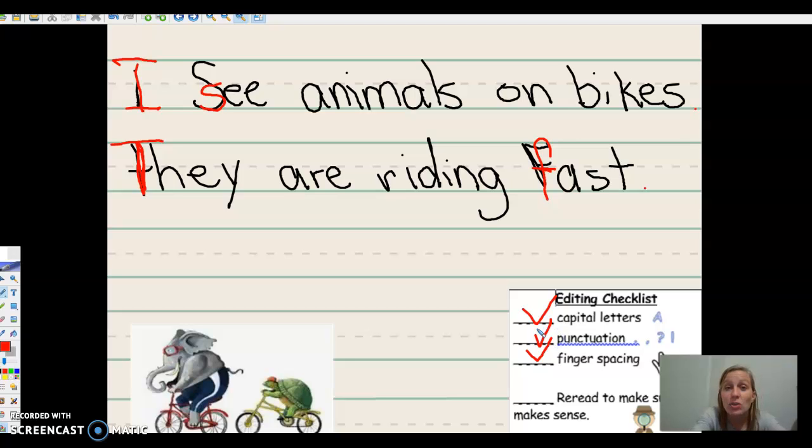The last thing I need to do is read the sentences again to make sure they make sense. I see animals on bikes. They are riding fast. It does make sense. On the next slide, you are going to be using the checklist to check for capitals, punctuation, spacing, and reread it to make sure it makes sense.